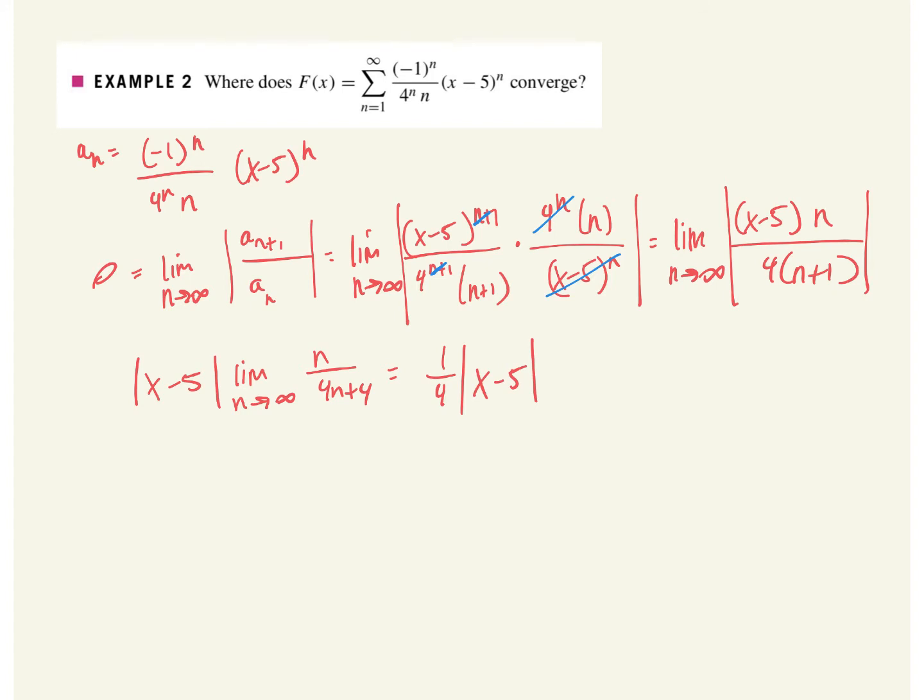All right, and my job is to figure out when this is less than 1, because that would be my radius of convergence. Greater than 1, it diverges. So the absolute value of x minus 5 is less than 4, which makes that limit less than 1. So in this case, I have my R equaling 4. My center is equal to 5.